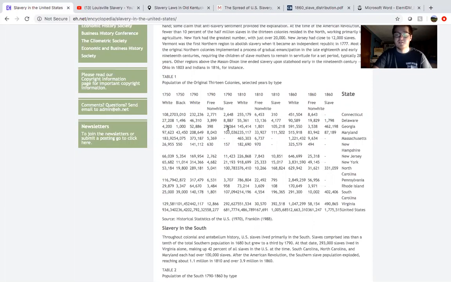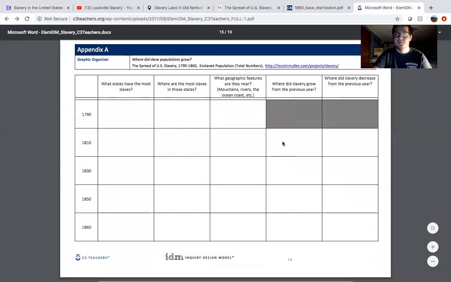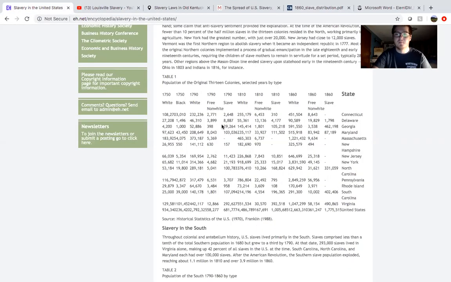Now Georgia, it's a southern state, and we saw it grow. Remember, you can cross-reference these sources to fill out your formative performance task. 1790, 29,000. 1810, almost tripled, even quadrupled, 105,000. So Georgia would be listed as a state where slavery grew. So Georgia, there's one. Let's keep working through it, see if we can find some more.